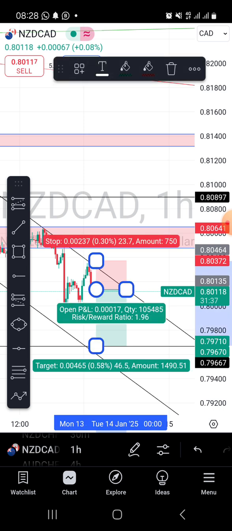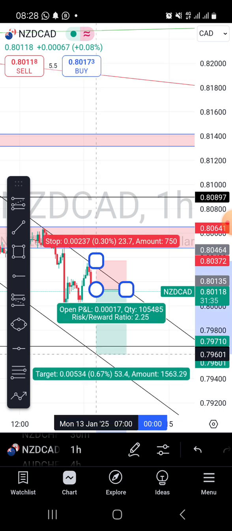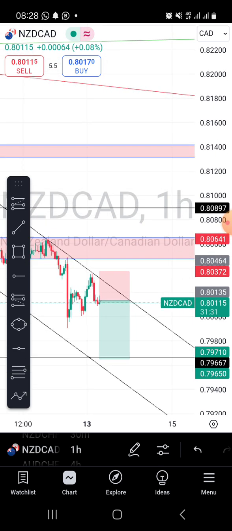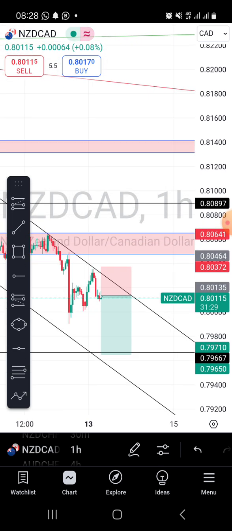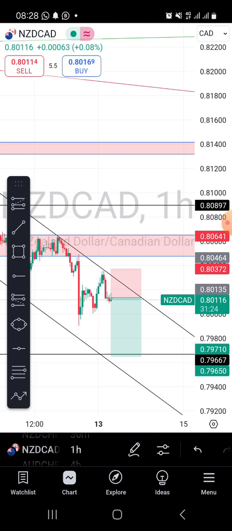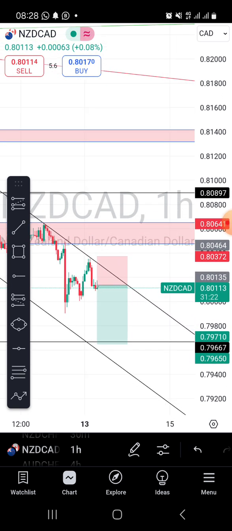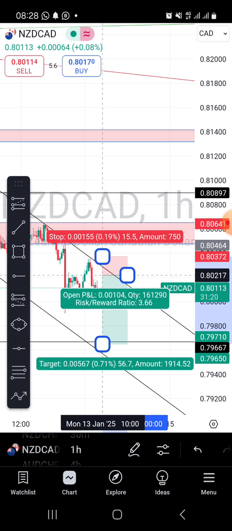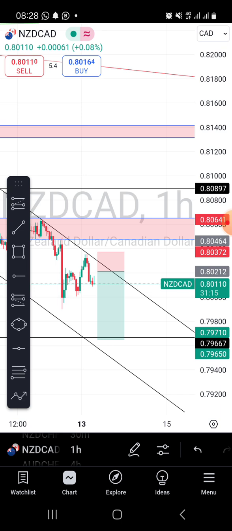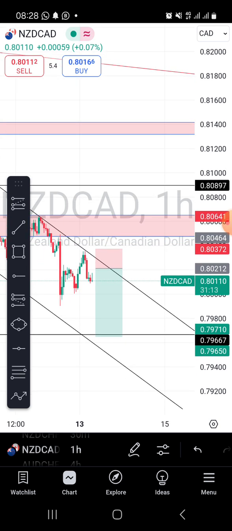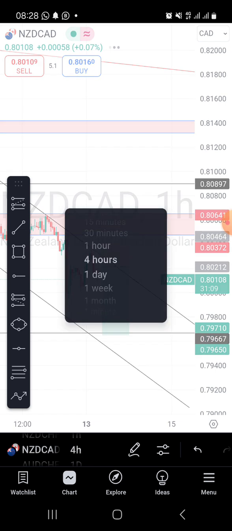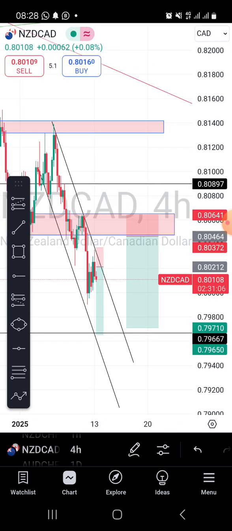No. It's not even up to 1 to 2. No, the risk is not worth it. At least I need about 1 to 3 risk to reward. This 1 to 2 is not worthy at all. But if we see price pull back up to this kind of level, okay, I have my 1 to 3. This is good for NZD CAD if it happens.